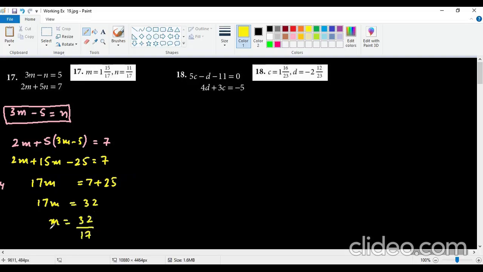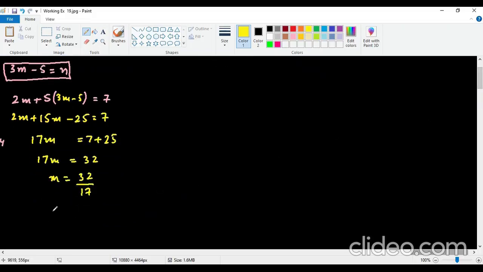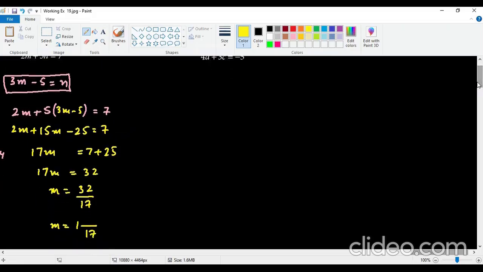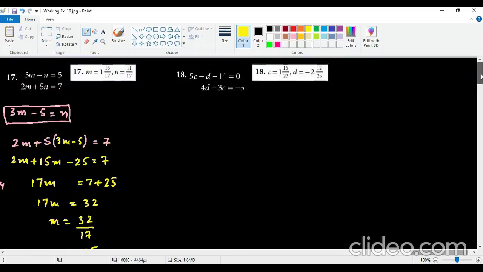So the value of m is going to be 17 times 1 is 17, and 32 minus 17, 15, is going to be the numerator.